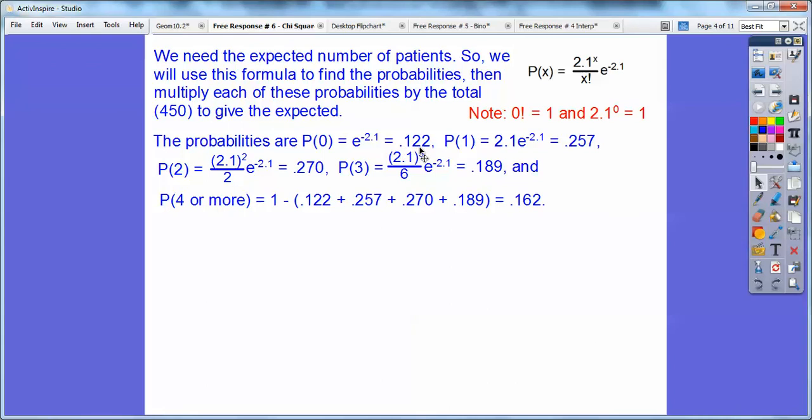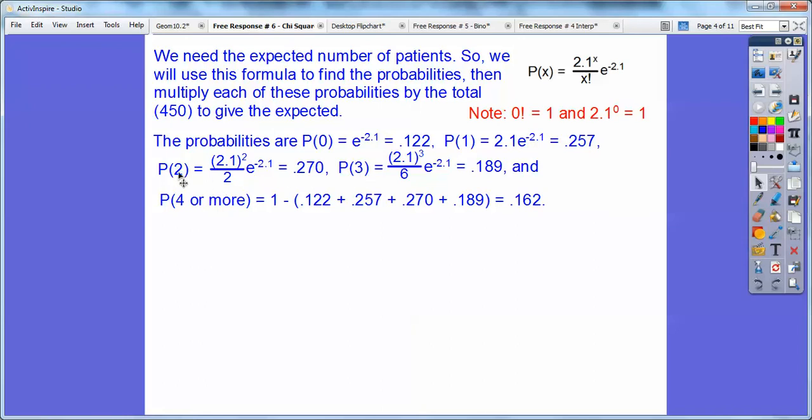0.122. Your e button is right above your natural log button, your LN button. On my TI calculator it's right next to the 4. So if you punch in second function e to the x and then plug in negative 2.1, you should get 0.122. The probability when x equals 1 year, I just plug in 1 right here. So 2.1 to the 1 is 2.1, and 1 factorial is 1, so I get 2.1 e to the negative 2.1. When I put that in the calculator, I get 0.257.